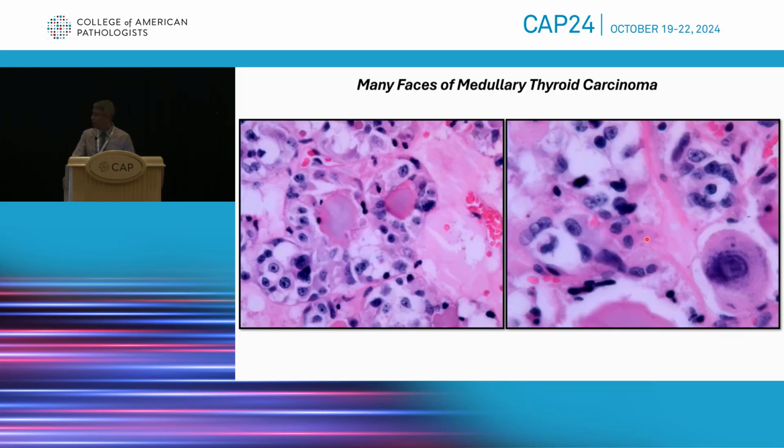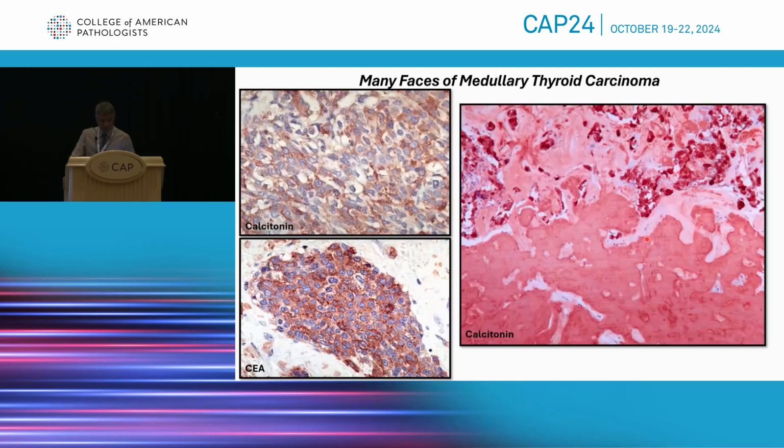This is just another high power to show you how the amyloid can be mistaken for a follicle formation or colloid, and you can see one of these really high, almost looks like a high-grade cell in this. So again, you should do calcitonin, and the calcitonin will also stain the amyloid because amyloid does contain procalcitonin.